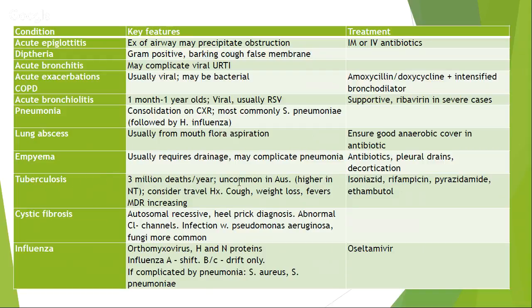Tuberculosis is uncommon in Australia, but usually presents with cough, weight loss, and fevers. And this is your treatment over here. So multi-drug resistance is increasing, so you treat with multiple different combination therapies. Cystic fibrosis is your autosomal recessive condition, heel prick diagnosis, and it's caused by abnormal chloride channels. Infections with bugs that normally don't bother people, such as Pseudomonas and fungi, are more common. Influenza, orthomyxovirus, H and N proteins. Influenza A will undergo antigenic shift, which is the one you worry about. It's the one that causes epidemics, whereas B and C will only undergo drift.